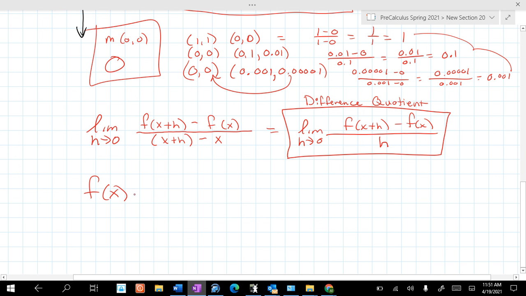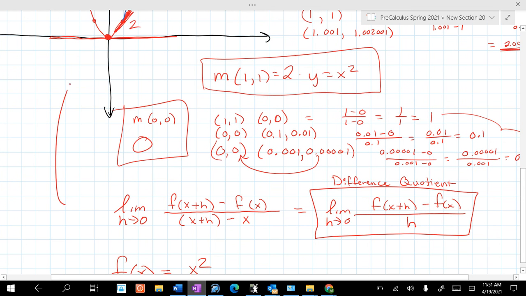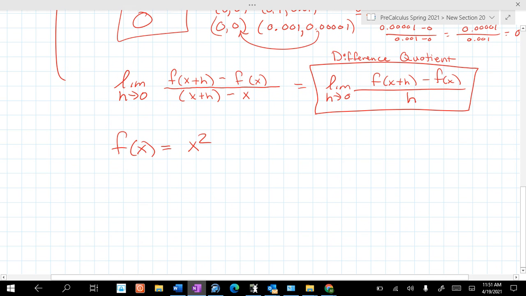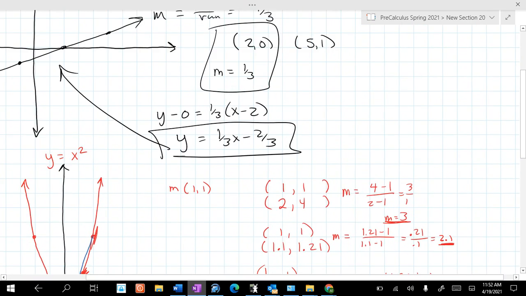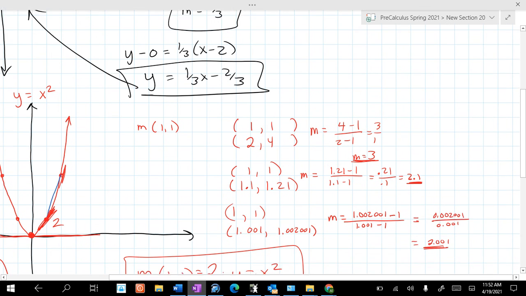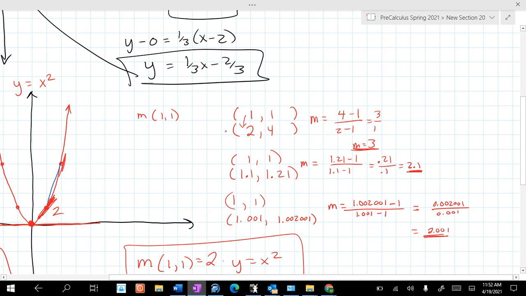Now, f of x is equal to x squared in this example above. Okay? So if we use the difference quotient, if f of x is x squared, then f of x plus h is x plus h squared. We're just adding on a certain amount and then squaring it, because that's what we did up here. In this example, we added on, h was 1 here. We added on 1 here, and then to find our y, we squared that.